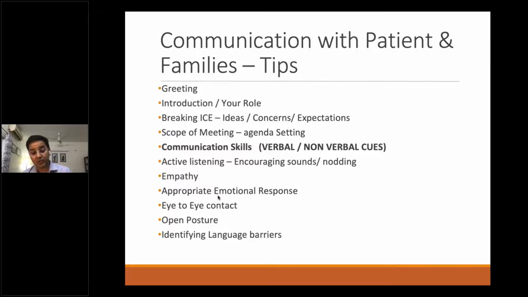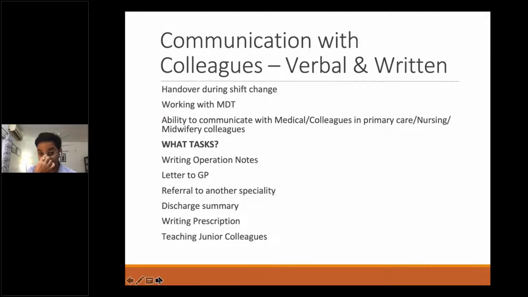And then in some situations like breaking bad news, you have to show an appropriate emotional response. For example, let's say you're going to debrief a patient about an IUFD, then you can't be smiling, you can't greet her with a smiling face. You have to give a solemn expression. So these are some skills to improve your communication.